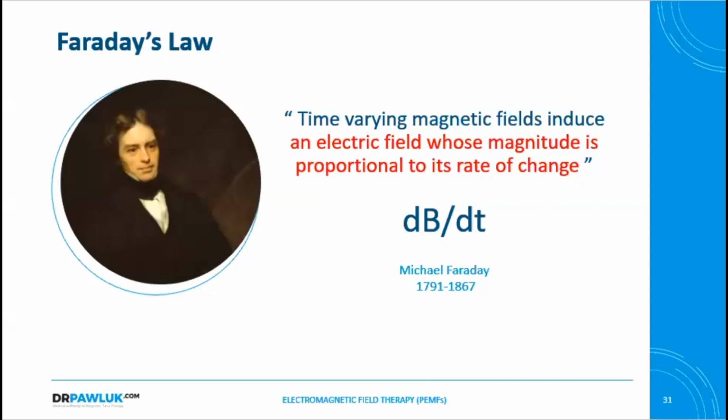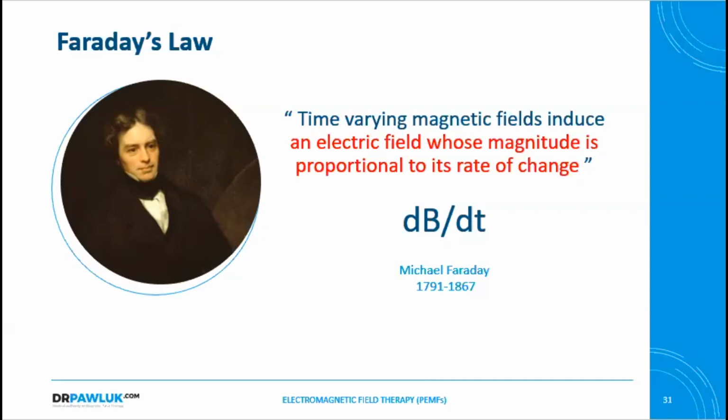Now, the effects of magnetic fields on the body are based on Faraday's law. Faraday developed his laws on electromagnetism back in the 1800s. Basically, Faraday's law says that time varying, in other words, magnetic fields that are in motion, induce an electrical field whose magnitude is proportional to its rate of change. So the amount of charge produced in the body is dependent on the rate of change of the magnetic field.